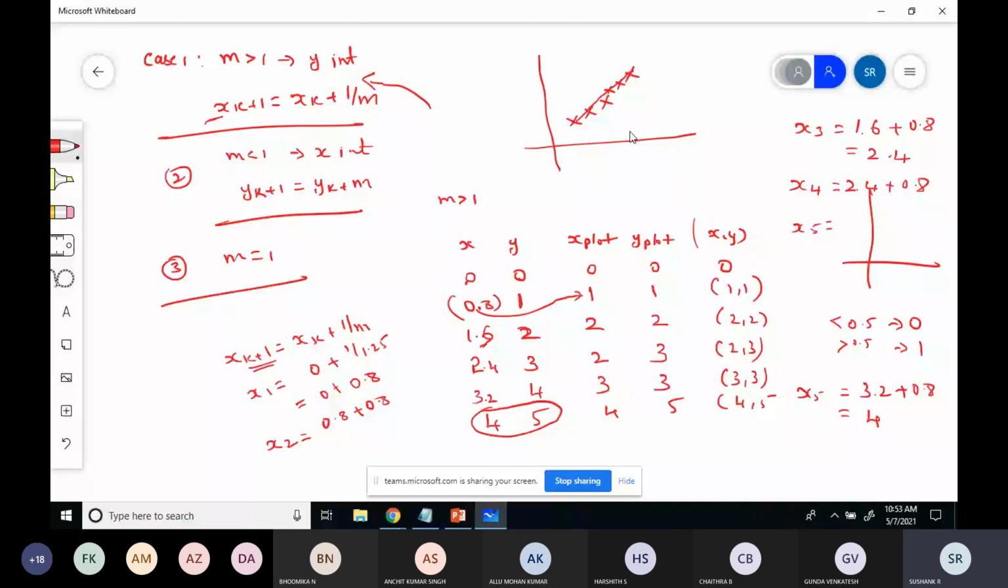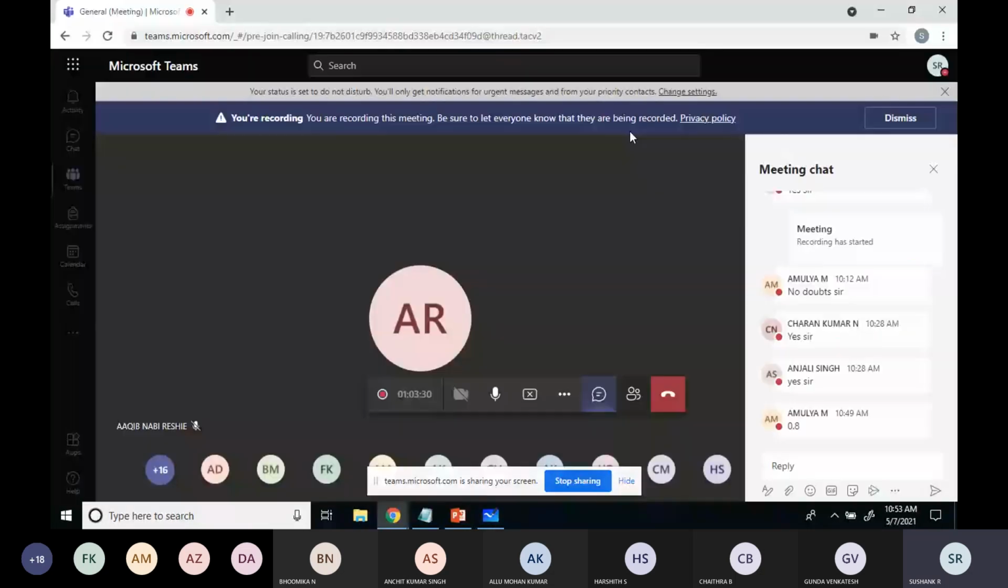But the plotting is how this problem will work. We'll check three more cases: m greater than 1, m less than 1 and m equal to 1. Did you get this concept, how the line will be plotted? Any doubts? Here these two things are important. If you know this formula, you can generate this table. So the formula is a must to generate this table.